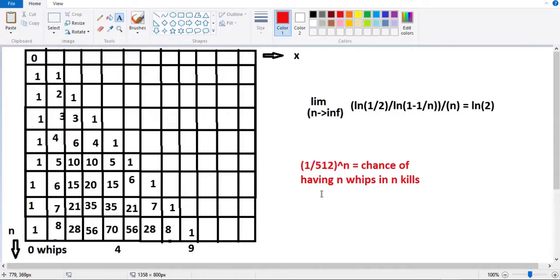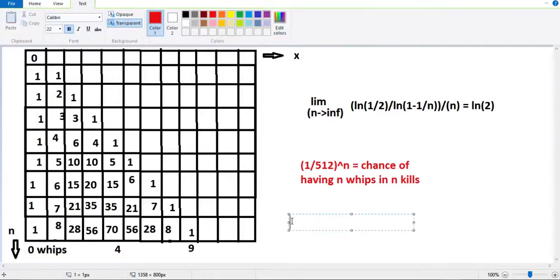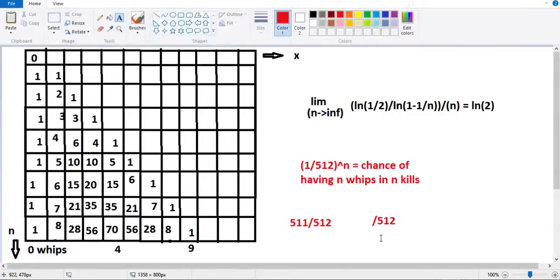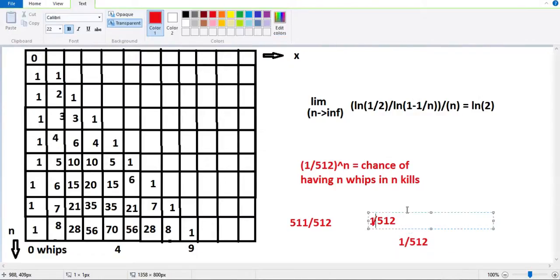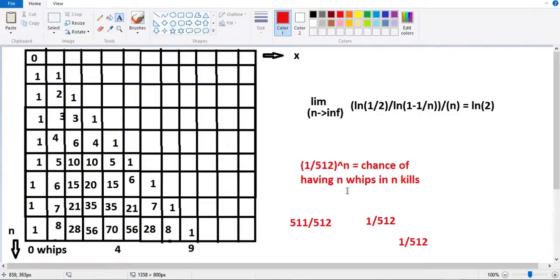And then if you kill 2, the chance of getting a back-to-back is, first, let's look at it this way. You can have 511 over 512, you won't get 1. Then 1 divided by 512, you will. And then 1 divided by 512, you will. And we don't care about the other possibilities. To be on this one, you first have to get 1, and then you have to get another 1. The other 3 probabilities that would be here do not lead to having 2 whips. There's only 1 that leads to it, as you can see here. So this is to the n.